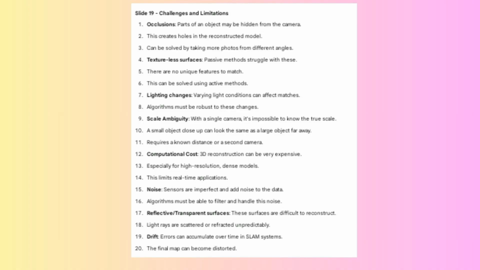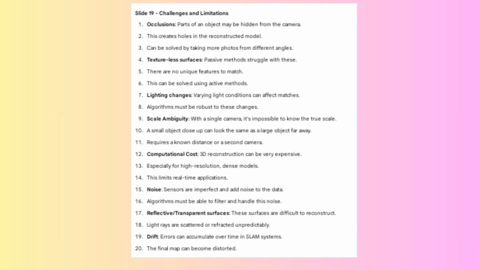A tricky problem is scale ambiguity. With a single camera, it is impossible to know the true size of an object. A small object close to the camera can look identical to a large object far away. This is why we need a second camera or a known reference distance. And of course, there is always the issue of computational cost.